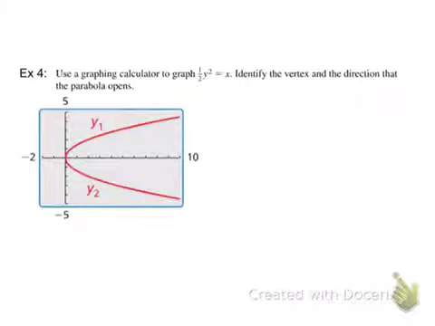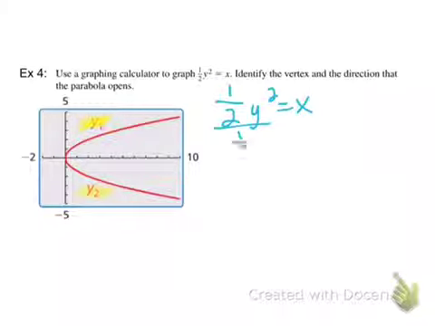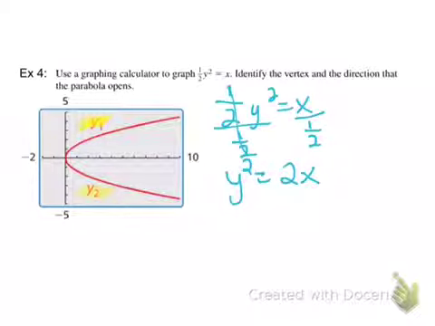you notice here I've got a y1 and a y2. I can't put them both in the calculator together. So if I have 1/2 y squared equals x, I'm going to have to solve for y. So I'm going to divide by 1/2 on both sides. So then y squared equals, when I divide by a fraction, I flip and multiply, I get 2x.